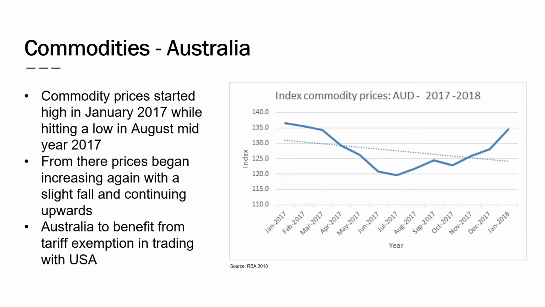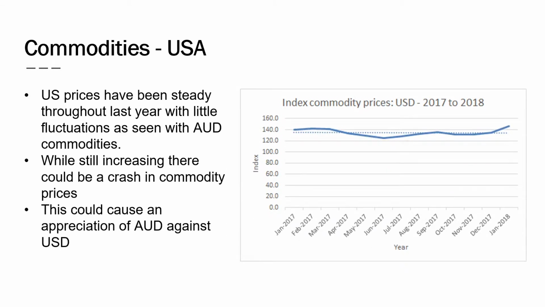Commodity prices started high in January 2017, hitting a low mid-year followed by a rise. As price levels increase, demand for dollar depreciates. Australia is to benefit from tariff exemption in trading with the USA. US prices have remained steady throughout last year. While still increasing, there could be a crash in commodity prices considering the steadiness. This could cause an appreciation of the AUD.